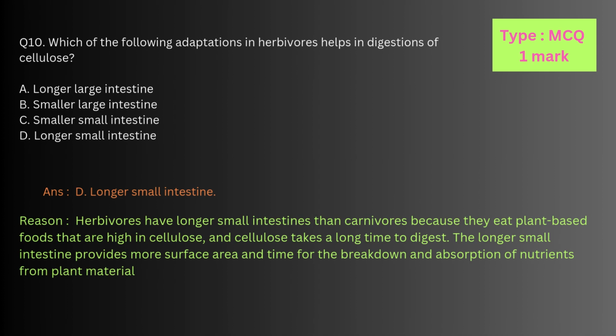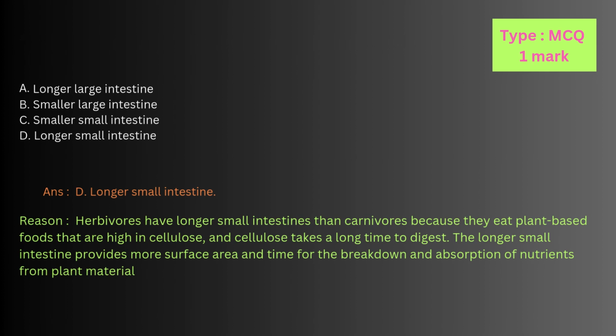Additionally, herbivores often have symbiotic bacteria in their intestines, which also help to break down cellulose, but primary digestion still occurs in the small intestine. So the long small intestine increases the surface area and provides more time for this breakdown.